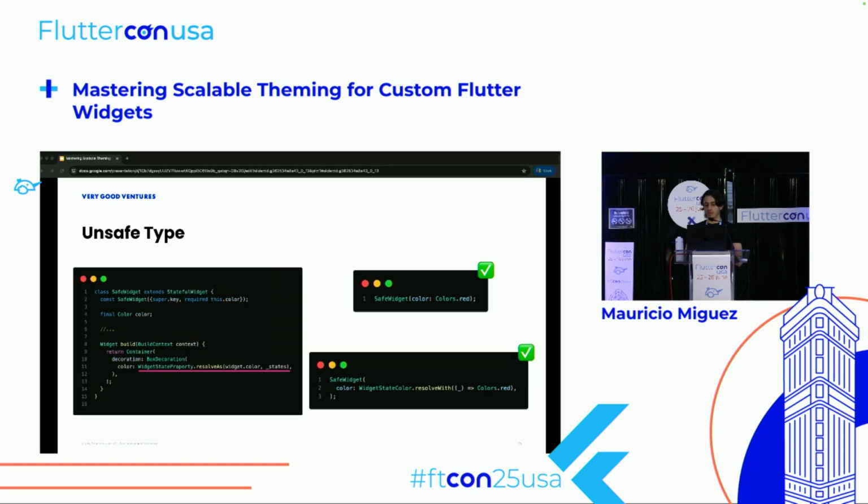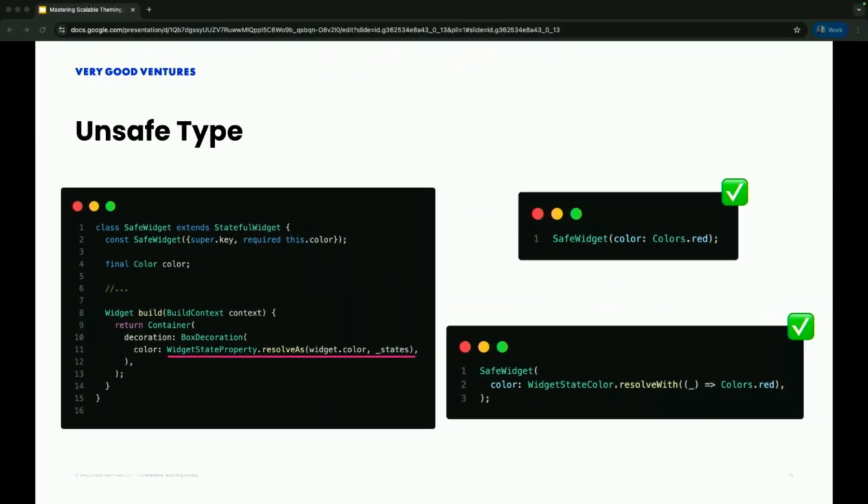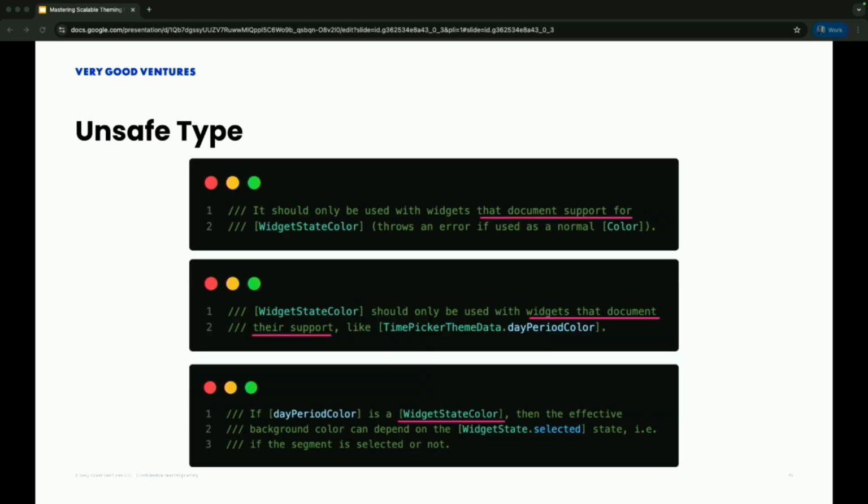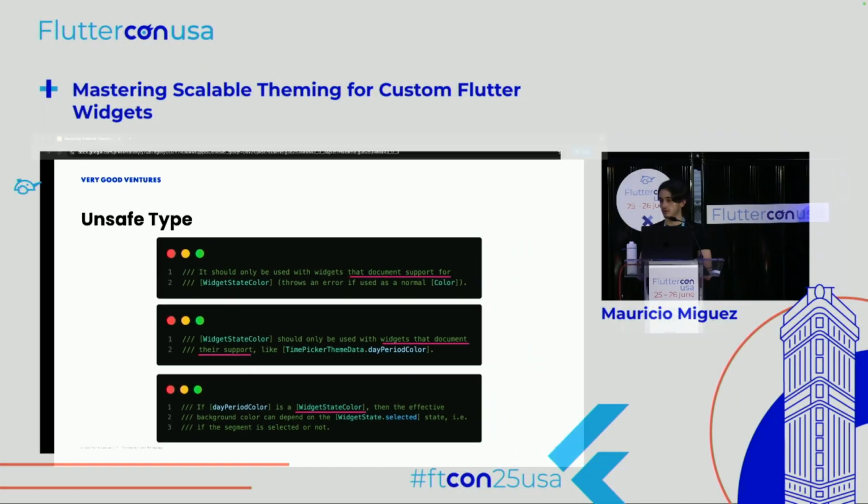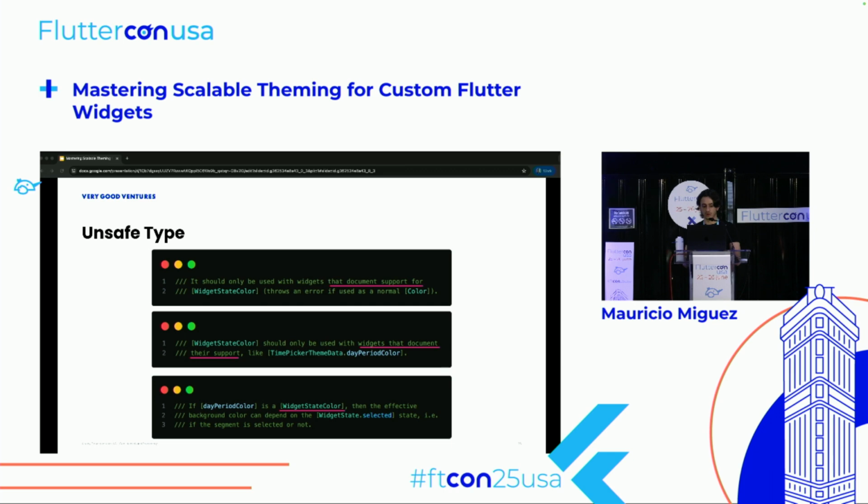In order for the implementation to be able to support both modalities, we would have to call resolve as that we saw earlier. And the funny thing is that this is acknowledged by the framework, but the only solution they have right now is to document. In this particular case, it says it should only be used with widgets that document support for widget state color, and says it throws an error if used as a normal color.